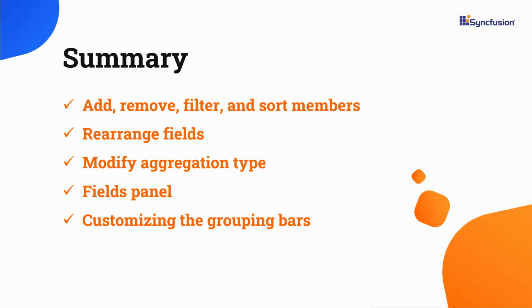In this video, I showed you how to perform filtering, sorting, removing and rearranging the fields using the grouping bar option in the pivot table. You also saw how to modify the aggregation type, enable the fields panel, and customize the interactive options in the grouping bars.